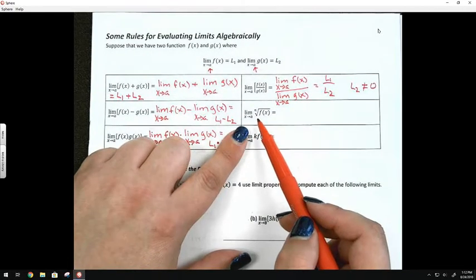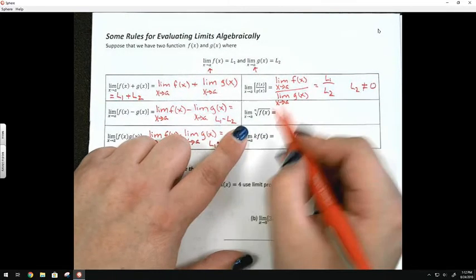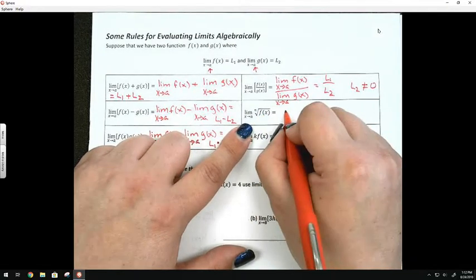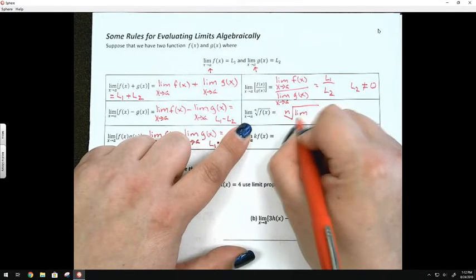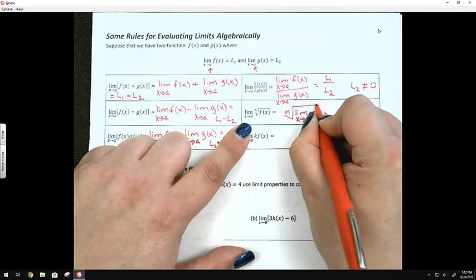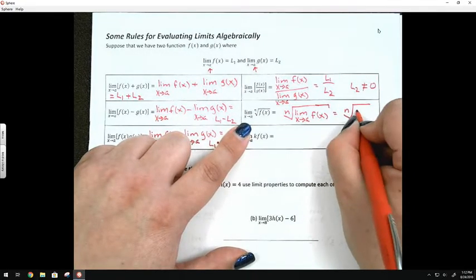When we've got the limit as x approaches a of the nth root of f of x, we can actually just take that nth root and shove it out. So it's the nth root of the limit as x approaches a of f of x, which really just means it's the nth root of L1.